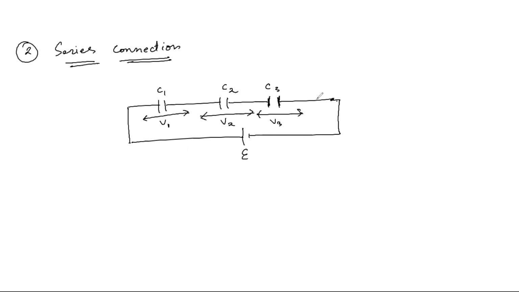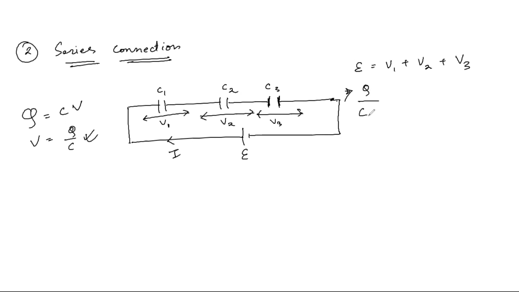Now, the net EMF E is nothing but V1 plus V2 plus V3, and we have the relation Q equals CV. So V is nothing but Q by C. The same relation we are going to use here. And since the same current is flowing through each capacitor, all the capacitors will have the same charge value. So that charge will remain the same.